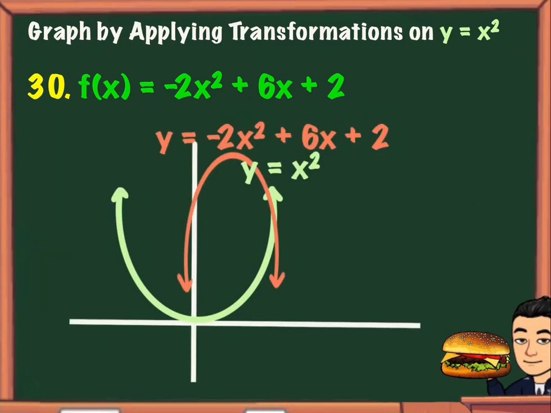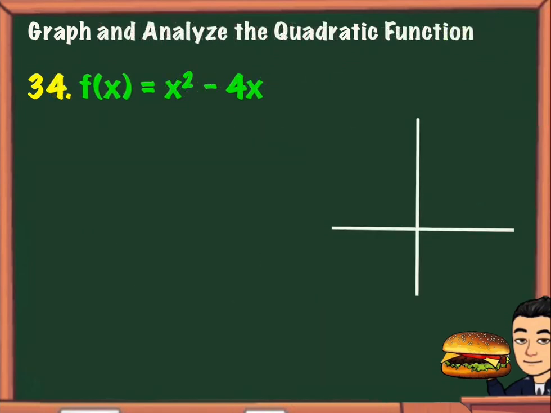Magnify this for you, and this is going to be your final graph. For number 34, the leading sign of the function is positive and the a value is equal to 1. So we're going to have no change on the steepness of the parabola, and this graph is going to open up. So for 34a, we're going to start with graphing.